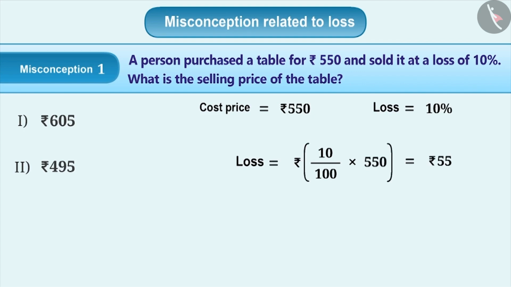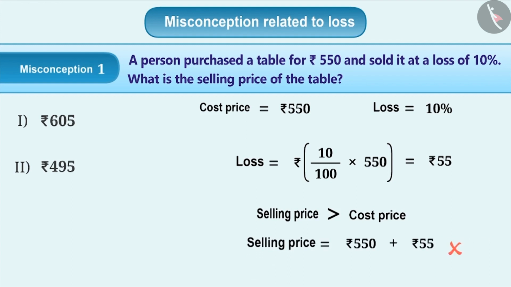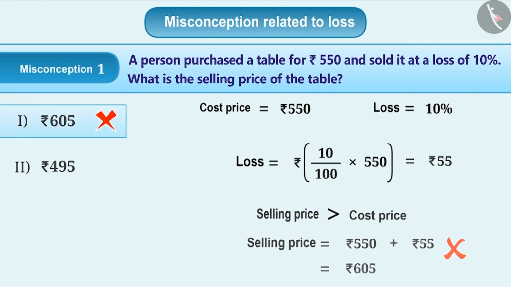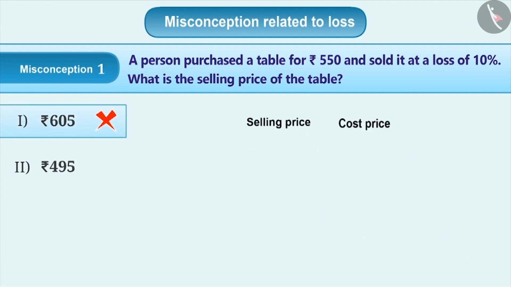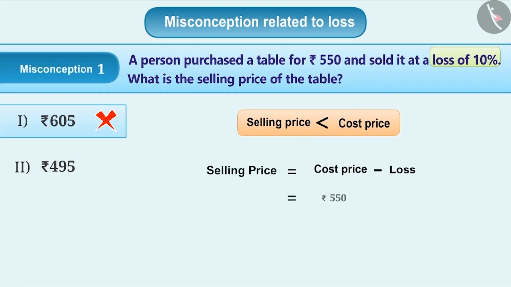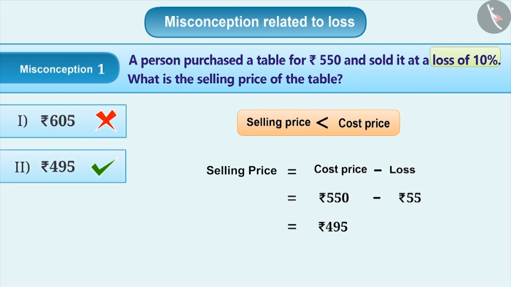Students often think that selling price is always greater than cost price. In order to get selling price, they add loss to cost price. This is a misconception which leads to the incorrect answer of rupees 605. The correct understanding is that selling price can be lower than the cost price. In the given example, loss is given. That means selling price is less than cost price. So by subtracting loss from cost price, we obtain the selling price. Therefore, selling price is equal to 550 minus 55, which is equal to rupees 495. So the correct answer is option 2.